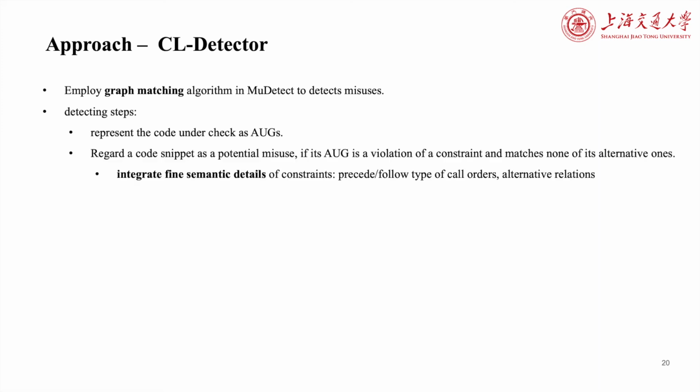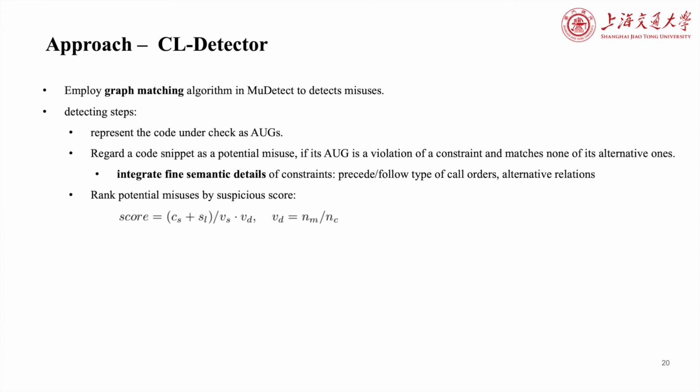The detector component employs a graph matching algorithm, as in MUDetect, to detect misuses with our inferred constraints. First, we represent the code under check as ASTs. Second, we determine a potential misuse if its AST is a violation of a constraint and matches none of its alternative ones. In the graph matching process, we integrate fine semantic details of constraints.